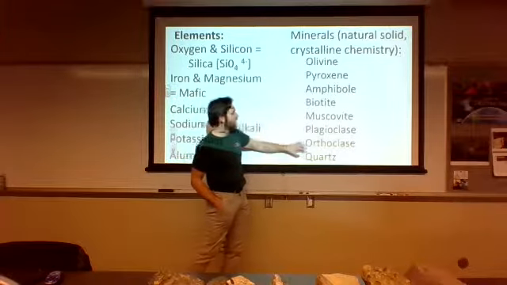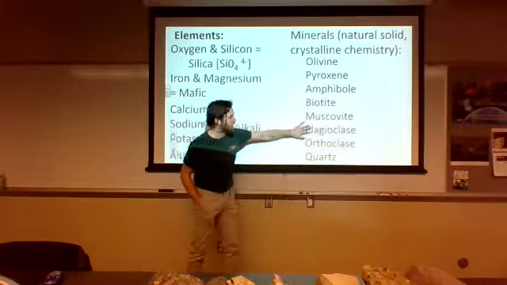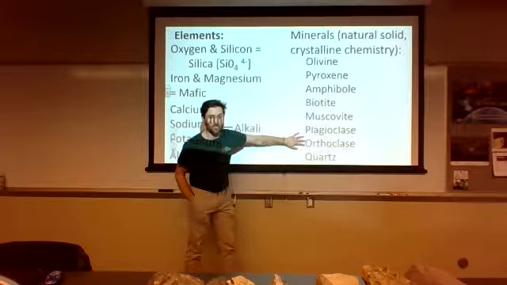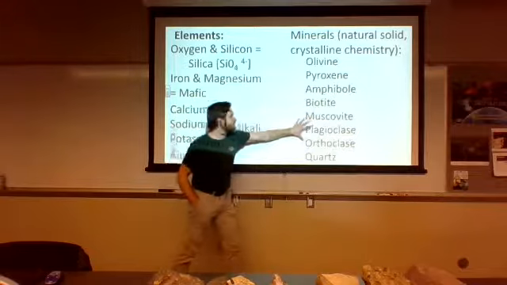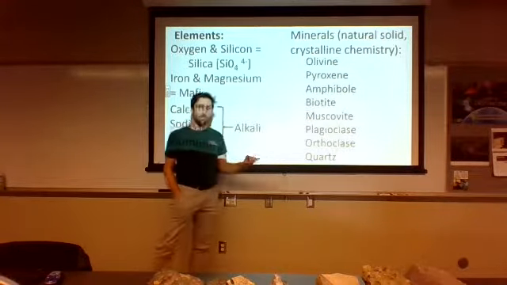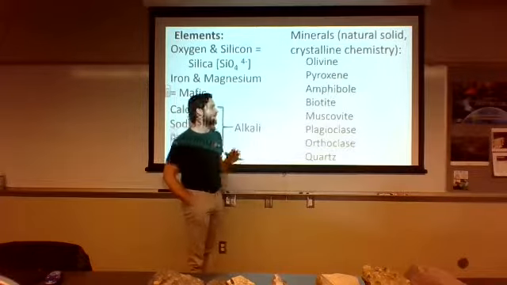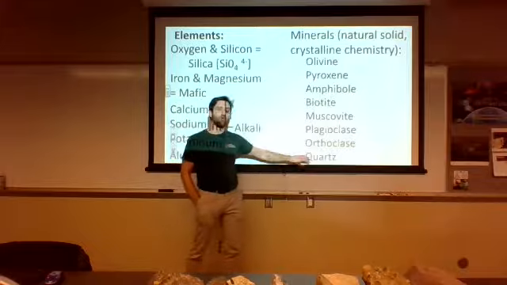Okay, then you have the muscovite, plagioclase, and orthoclase. These are what are oftentimes called feldspars, the plagioclase and orthoclase. And then muscovite as well. These 3 contain aluminum. So we're going to refer to those as the aluminosilicates just in this kind of introductory course. And then lastly, you have the mineral we call quartz.